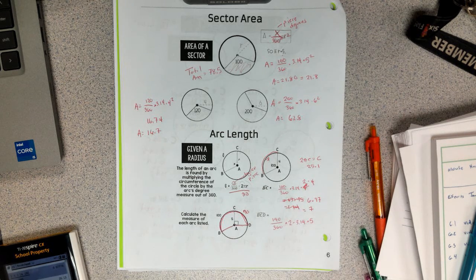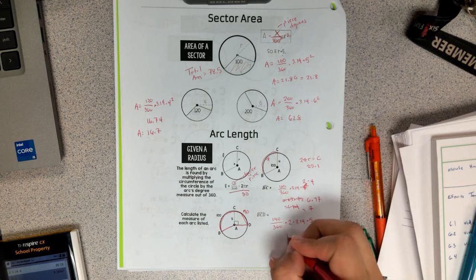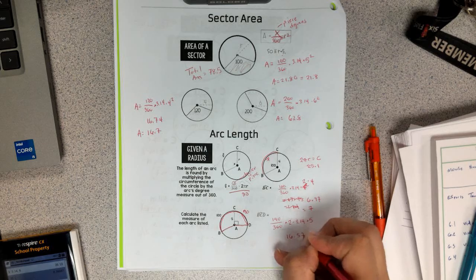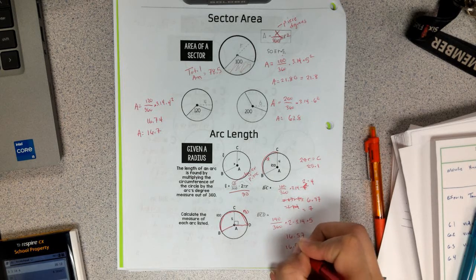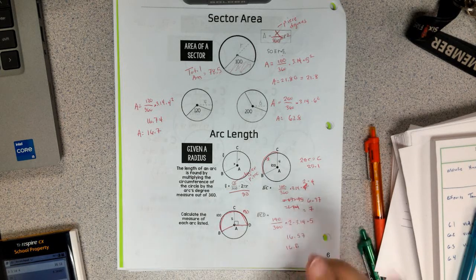And when we do that, we get 190 divided by 360 times 2 times 3.14 times 5, which gives me roughly 16.57, which is 16.6 for that arc. And that is how we find the arc length of a circle, or partial arc length.